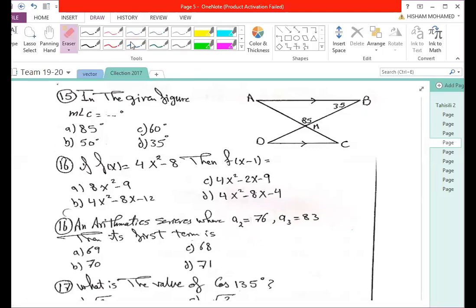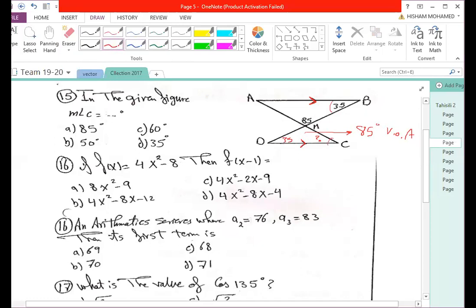Question number 15. In the given figure, AB is parallel to CD, and I want to find the measure of the angle C. As we know, the measure of angle CMD is equal to 85 by vertically opposite angles, and this angle is 35.